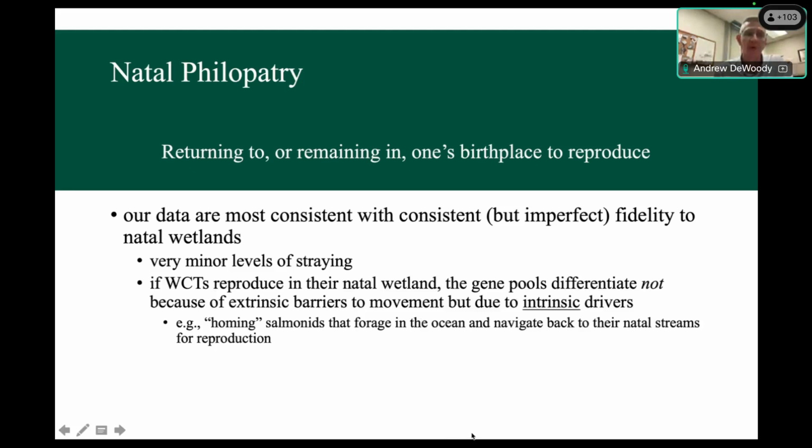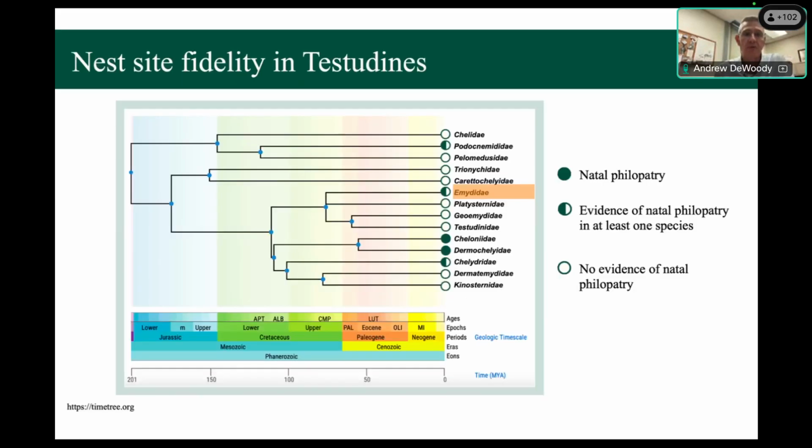So if Western chicken turtles reproduced in their natal wetlands, the gene pools are differentiated not because of extrinsic barriers to movement, but due to intrinsic drivers for the turtles themselves. And I think this is a bit analogous to the situation almost everybody's heard of, natal homing that occurs in salmonid fishes in the Pacific. They forage in the ocean and then navigate back to their natal streams for reproduction. I can imagine something much like that happening with the western chicken turtle. They may move across the landscape in telemetry studies, but the genetic data suggests they come back to the same wetland where they were hatched to reproduce.